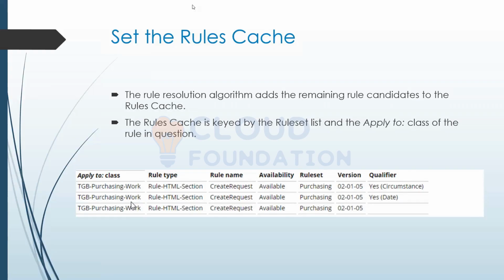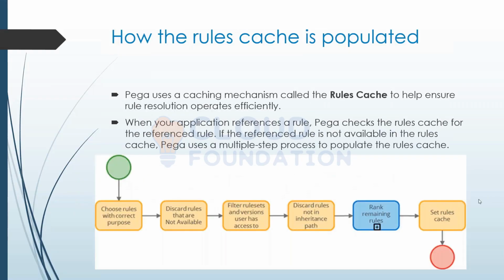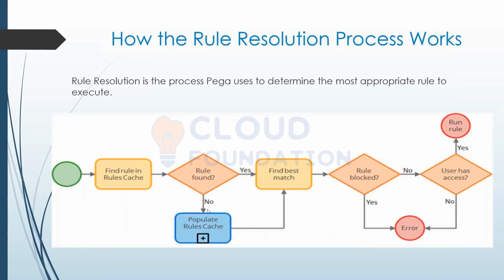You have just completed this part of the process, which is populating your rules cache. Let's continue to the next part. My population of rules cache is done. Then I have 3 steps involved: finding the best match, checking whether the rule is blocked, and then checking user access. Three things, let's see. The first one is finding the best instance. What is the best instance here?